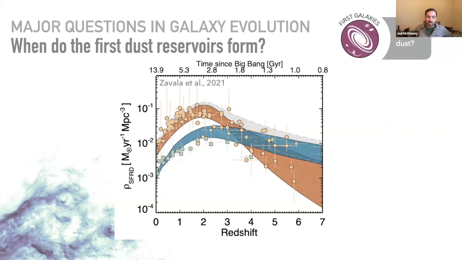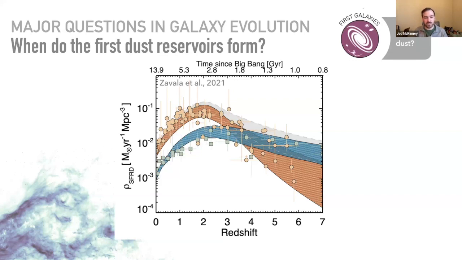So what I mean by the dawn of dust is basically what is the role of dust in the first billion years of galaxy formation? When are those first dust reservoirs growing? And how is dust shaping the early stages, the baby steps of galaxy formation?